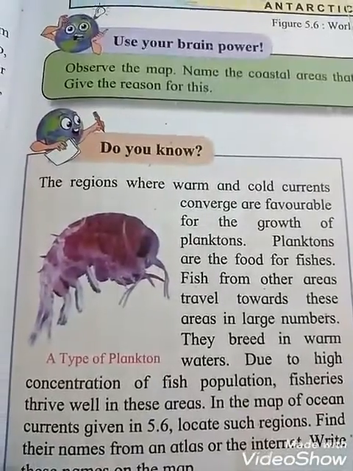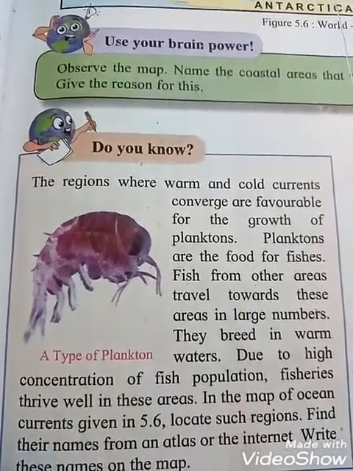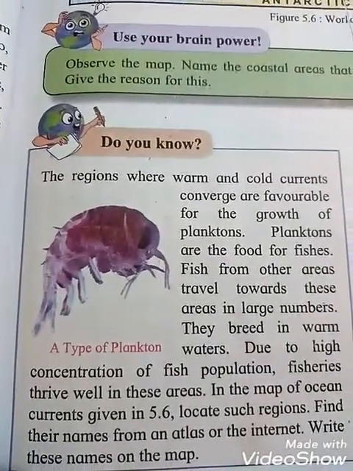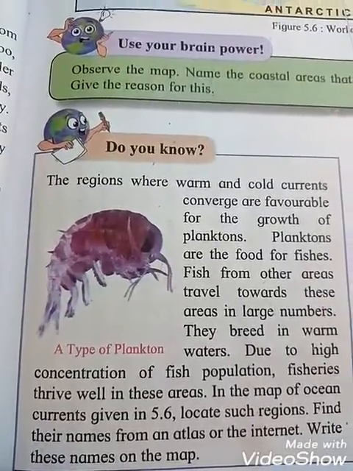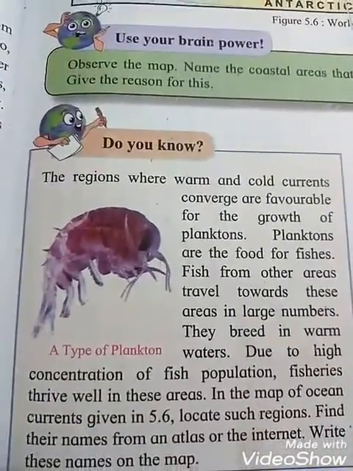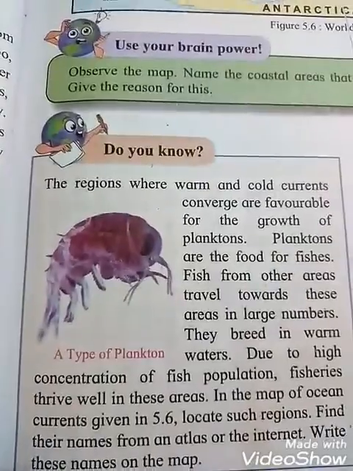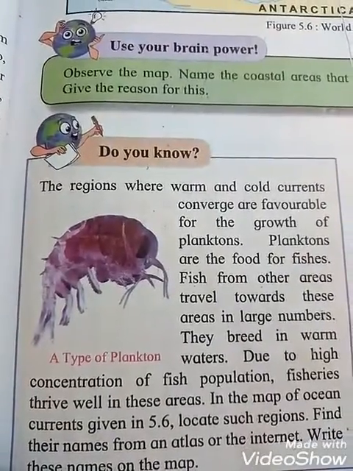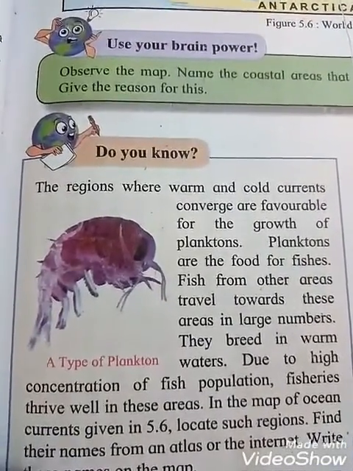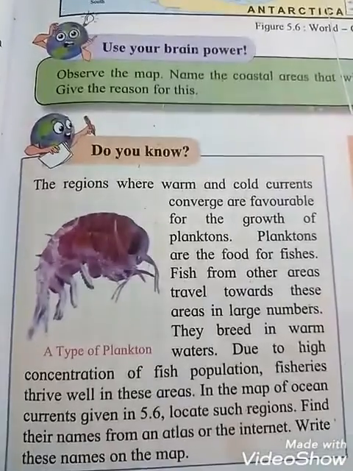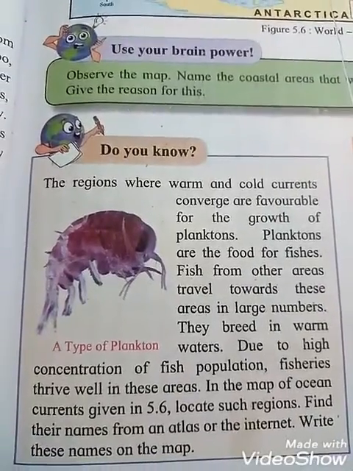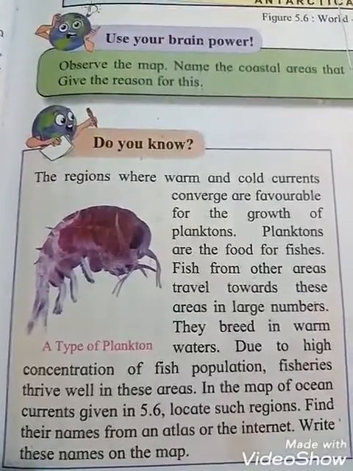In the map of the ocean currents given in 5.6, locate such regions, find their names from an atlas or the internet, and write these names on the map. Okay, you have to find that out. That means in the map given in 5.6, locate such regions.